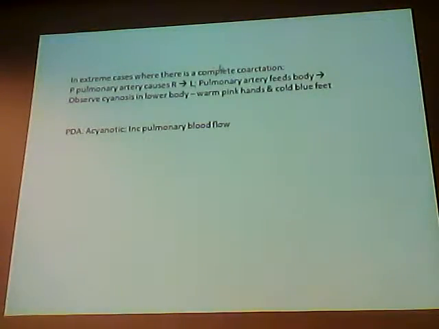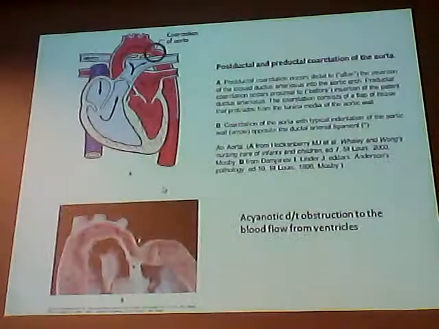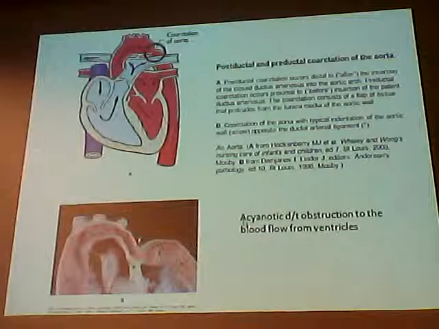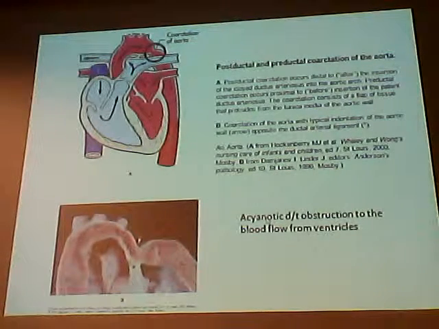So again, in extreme cases, there could be a complete coarctation. That would be if the pulmonary artery causes the right side to go to the left side, and the pulmonary artery could end up feeding the body, and you could see cyanosis in that lower body. So you could have warm pink hands and cold blue feet. But this case isn't as talked about. So again, postductal and preductal coarctation of the aorta has to do with acyanosis due to obstruction of the blood flow from the ventricles.